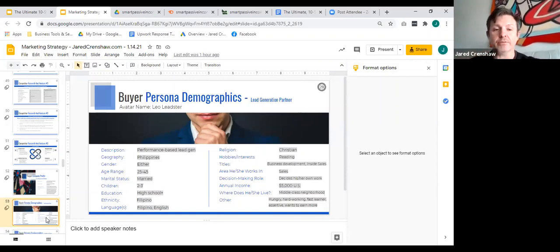So for demographics here, we've got all this information. Again, some of it may be relevant, some of it may not, but the clearer picture that you paint of who you're targeting, the better.